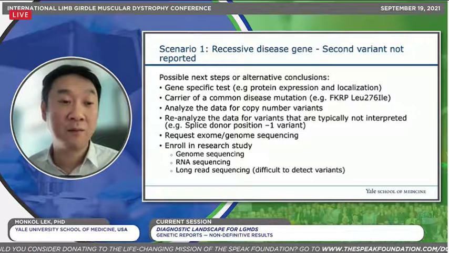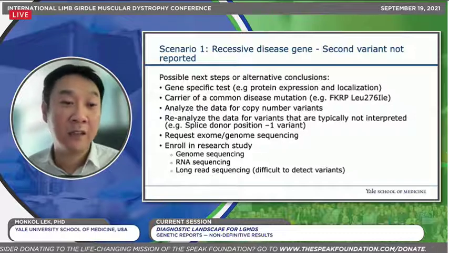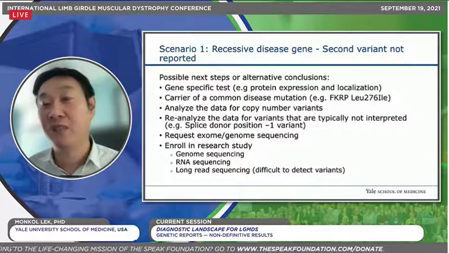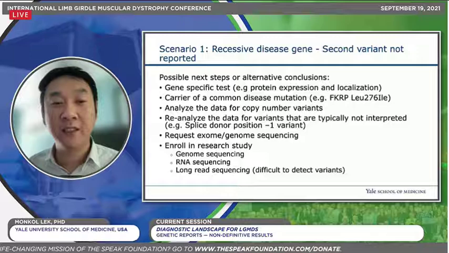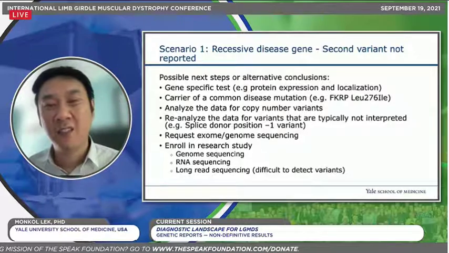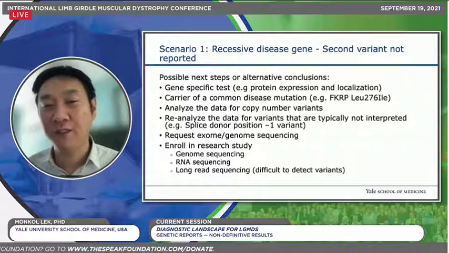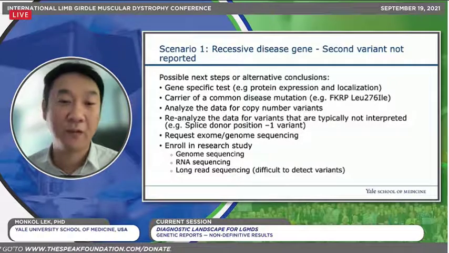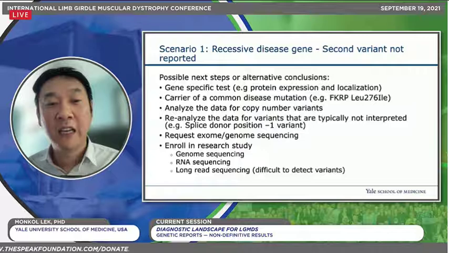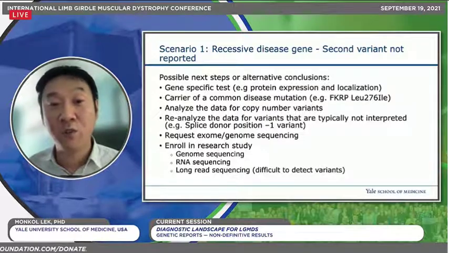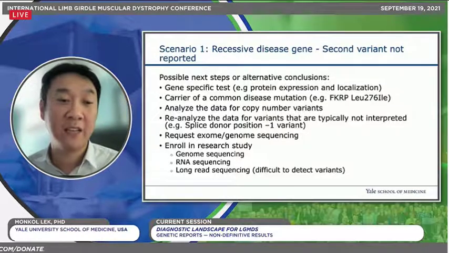Another possible next step we could do is analyze the data for copy number variants. Typically the data generated by this is not analyzed by clinical genetics labs because of the high false positive and false negative rates when looking at copy number variants. So we could either use the gene-specific test or use research methods to look at that.